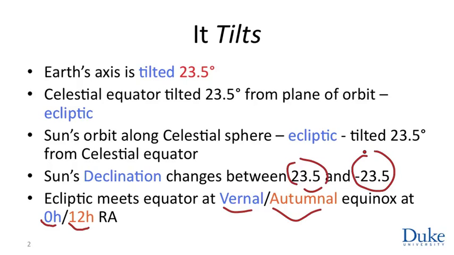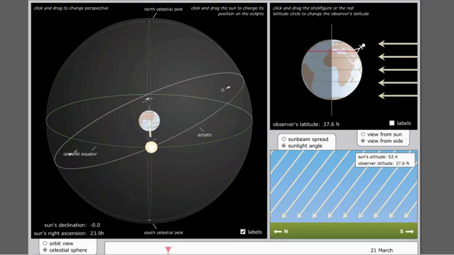And let's see how all of this relates to what we understand about the seasons. This demonstration will explain to us what the tilt of the Earth's axis, or equivalently of the Sun's motion around the celestial sphere, has to do with our seasons. So what we have here is our celestial sphere view. The green line is the celestial equator.